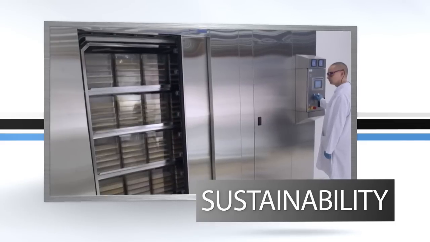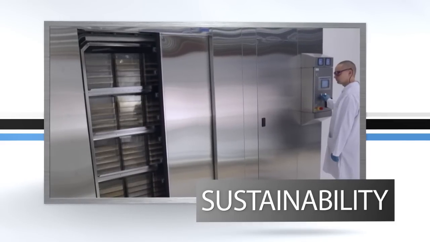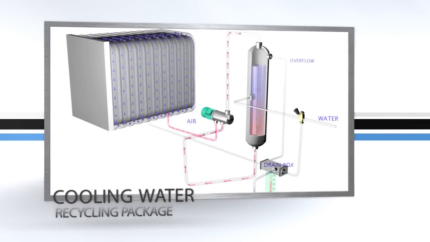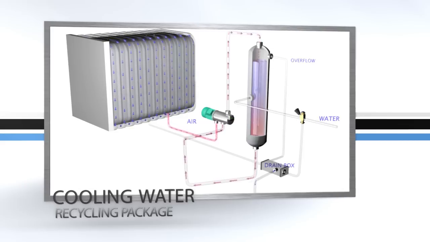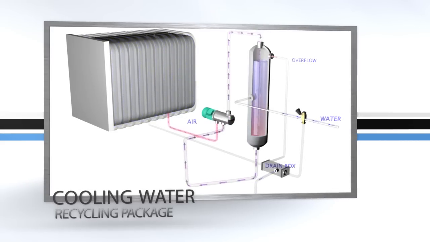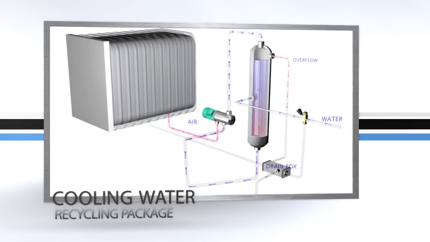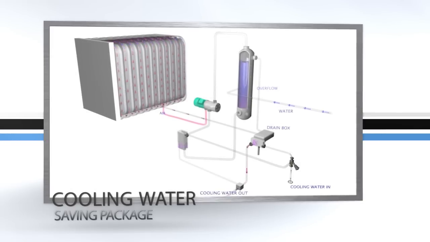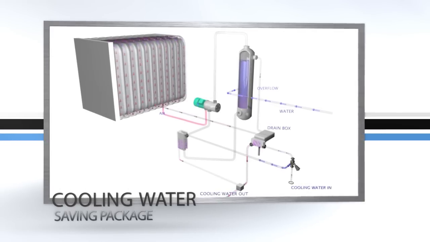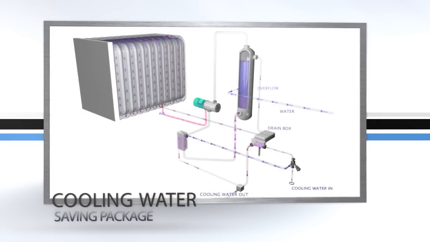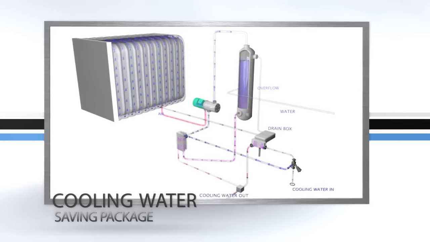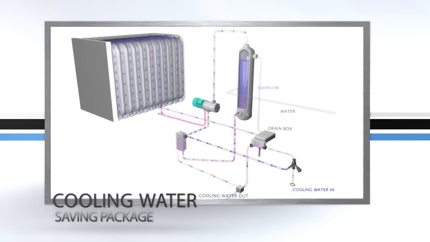Steris understands the importance of participating in the global effort of building sustainable laboratories. The AMSCO LSS can be equipped with features that provide significant water savings. For example, the water used in the vacuum pump seal can be recycled as opposed to being sent directly to the drain, reducing water consumption by up to 50%. For facilities that are equipped with a chilled water loop system, the cooling water saving package can reduce water consumption up to 99%, virtually eliminating the need for any domestic water required for cooling.